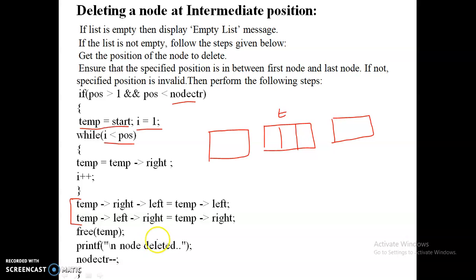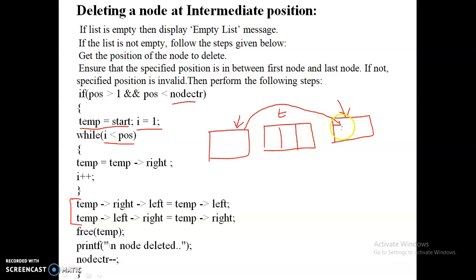Okay, now temp of right of left. Temp of right of left is equal to temp of left. Temp of left is the previous node. Temp of right is the next node. So temp of right of left, that is the temp node's next node's left, is our temp node's left. So this node address is assigned to the left of the temp node's right.